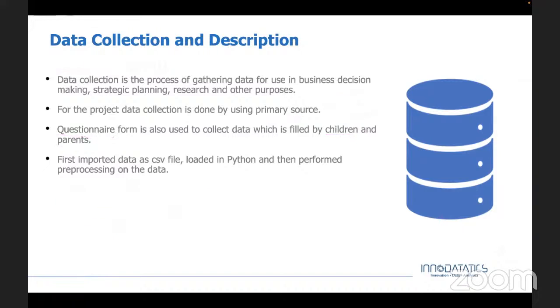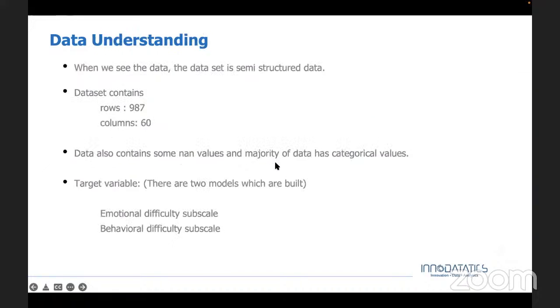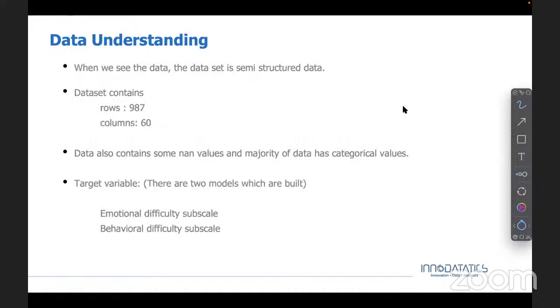Okay, next, what happened? So we have seen that the data was semi-structured data. A few of the variables were structured. A few of the variables were unstructured in format, basically, right? And a simple questionnaire, basically, you'll have questions and then responses. Right? This had 987 rows.